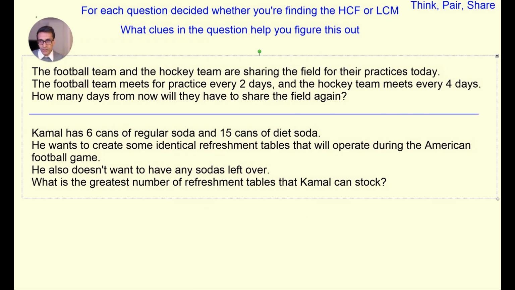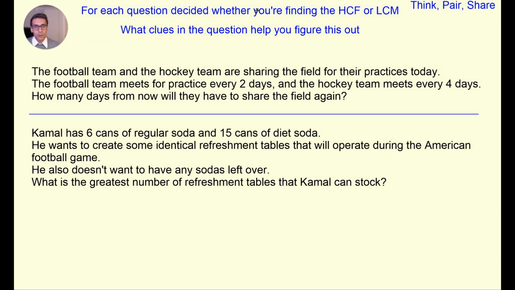Okay, so for the following questions, we need to decide whether this question is an HCF question or an LCM question. So we just need to think, are we thinking of multiples? If you remember the video on running laps around a park, it's a multiples type question, or it's a factors question where we have to work out things that go into or fit into other things. So pause the video, read the question, and all you have to do is decide whether it's HCF or LCM.